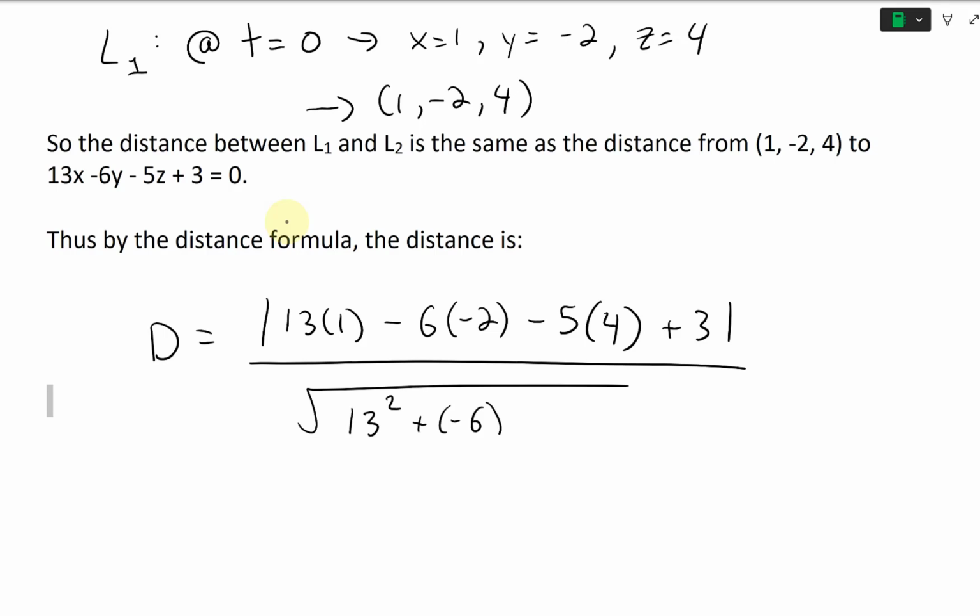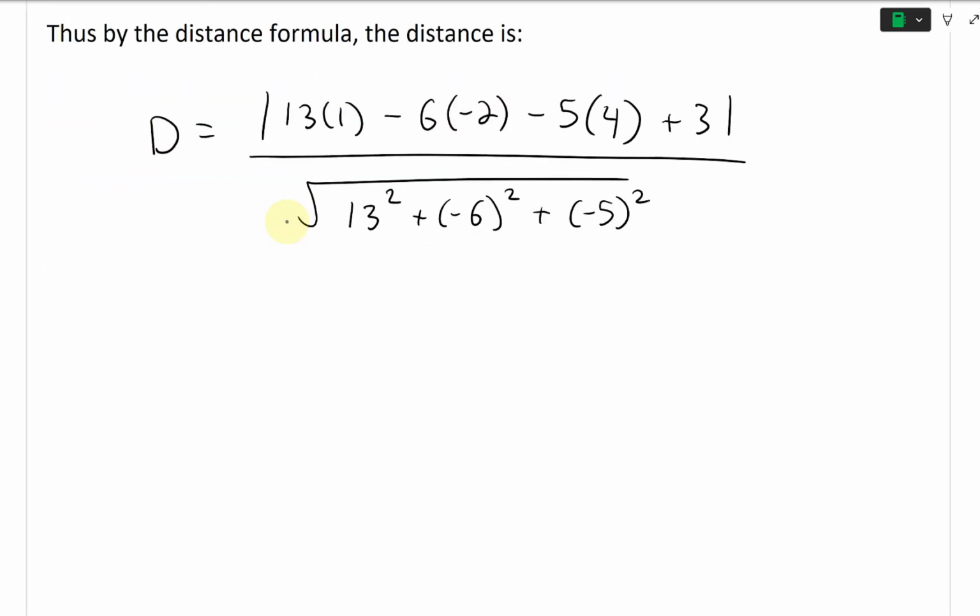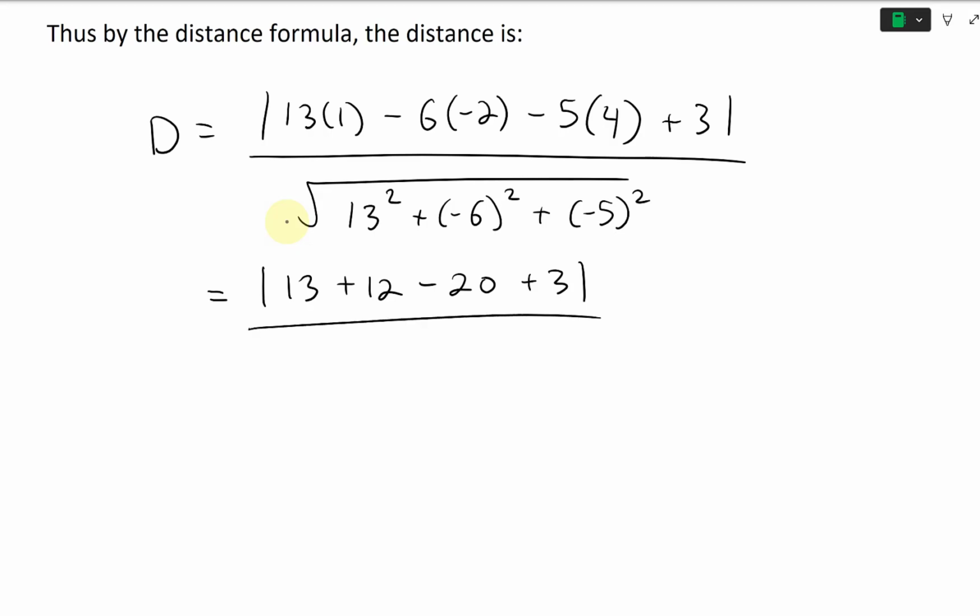Then divide this all by the distance, or the length of the normal vector, so square root of 13 squared plus negative 6 squared plus negative 5 squared. Let's just do some algebra fun here. So solve all of this. This is going to be 13 times 1, which is just 13, minus, which is going to be plus 12, 6 times 2, and the negatives become positive, and then minus 20 plus 3, like that. And then for the bottom part, I'm going to put a side bubble right here and multiply it on the side.